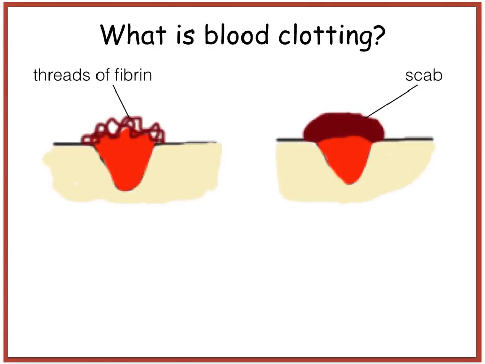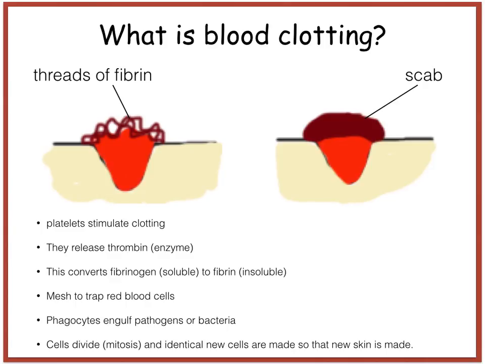So the actual details that you need to know are: platelets stimulate clotting and they release thrombin, which is the enzyme that converts fibrinogen into fibrin, which is insoluble. This fibrin forms a mesh to trap red blood cells. And you also have phagocytes engulfing pathogens or bacteria at that site of infection. The cells divide by mitosis, and identical new cells are made so that you have new skin being made underneath the scab.